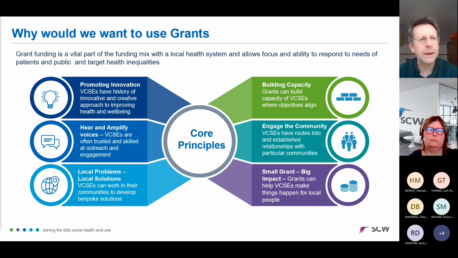at promoting innovation. They're often very focused. They often have single missions, and they really understand the patients and the clients regarding their health and well-being. So they're sometimes best placed to provide that innovative thinking. They're really good at hearing and amplifying individual voices. They're trusted within our societies, and they're really skilled at outreach and engagement.